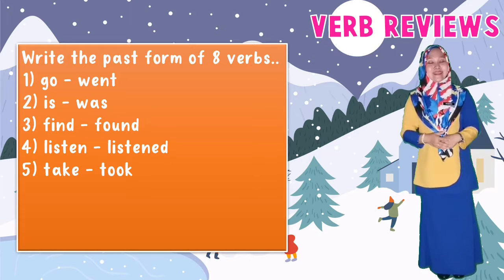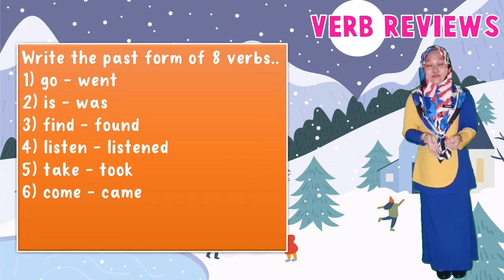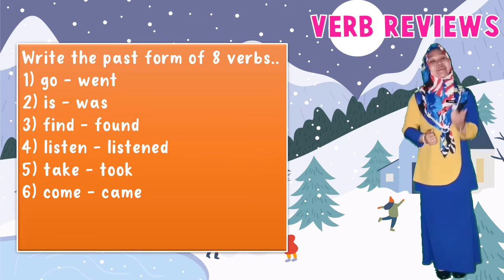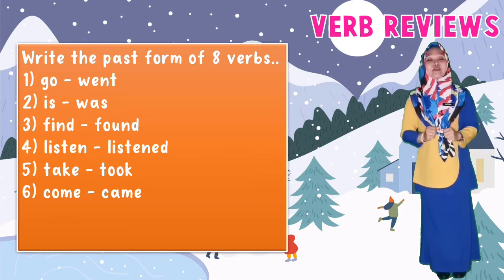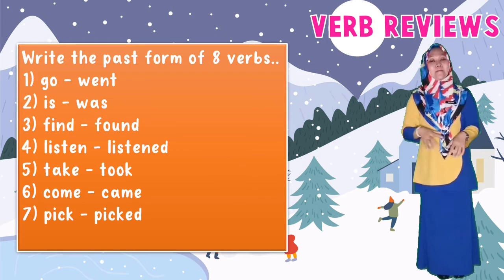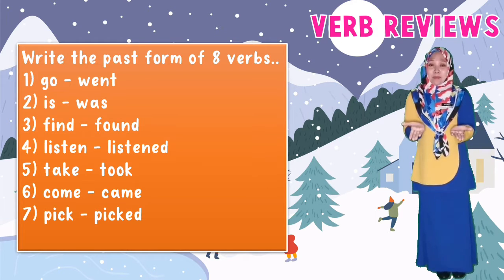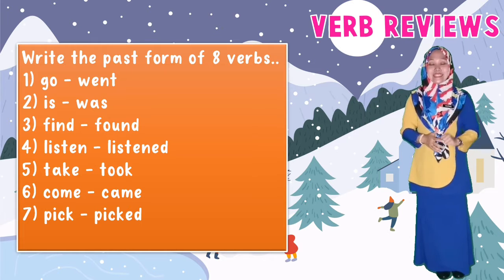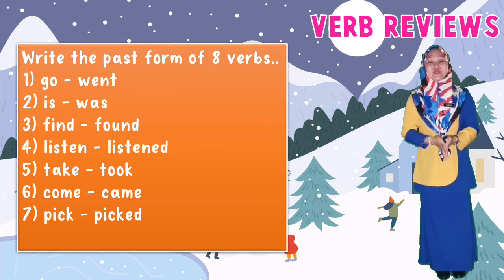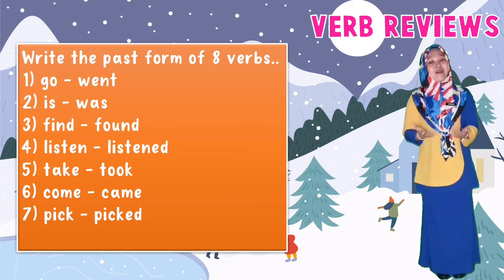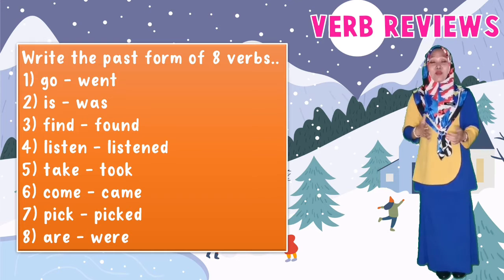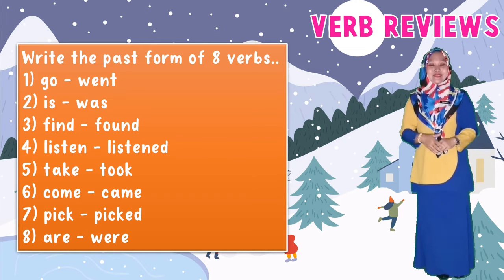Verb number 6. Come. What is the past form of the verb come? The past form of the verb come is came. Verb number 7. Pick. What is the past form of the verb pick? The past form of the verb pick is picked with ed at the back. And the last one, verb number 8. Are. What is the past form of the verb are? The past form of the verb are is were.